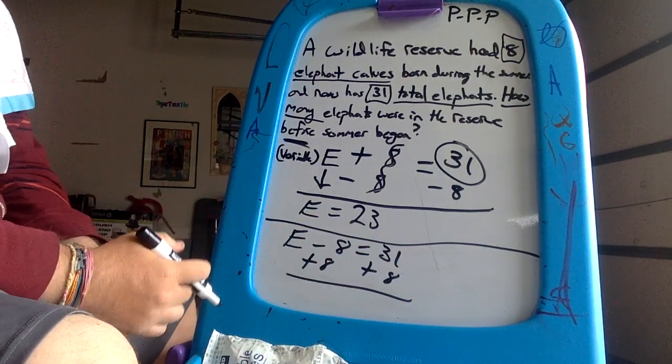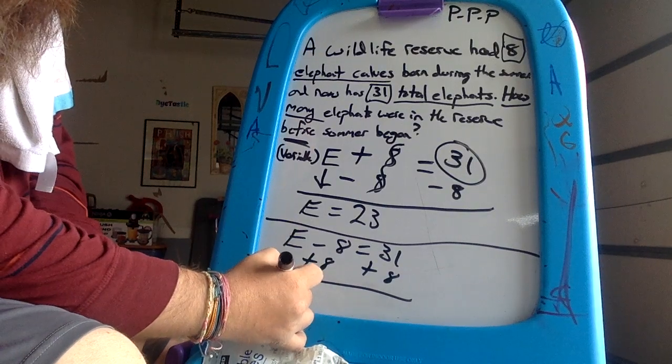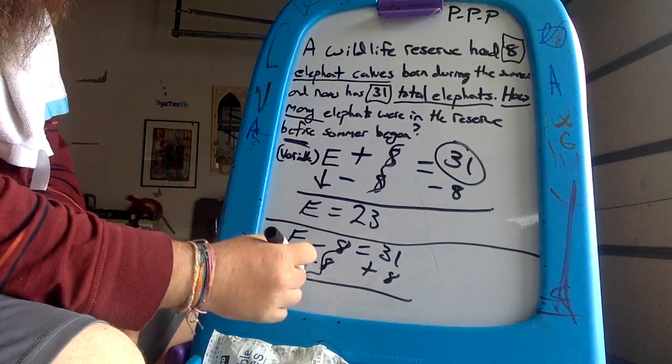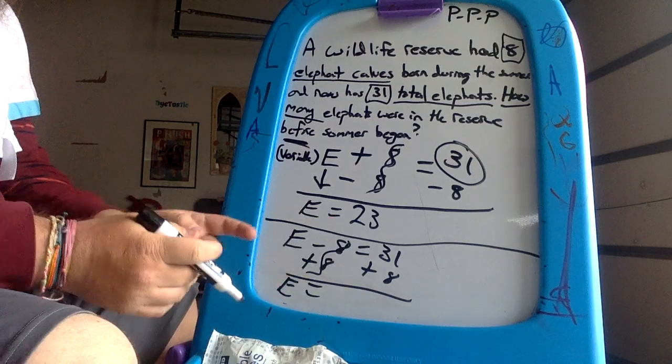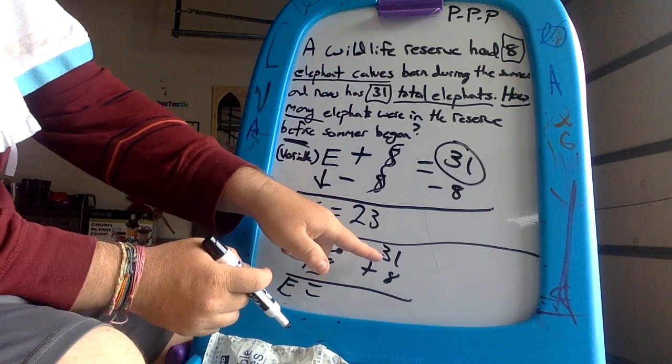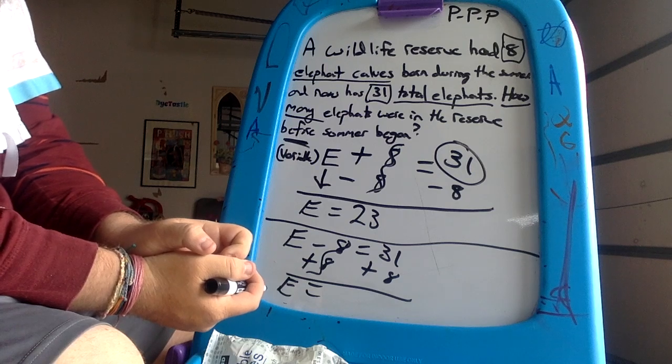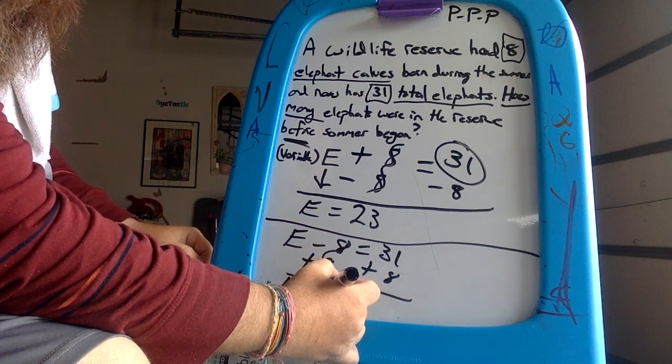So let's think about this now. Same thing. You bring down the E for elephant. The 8's cancel out. Equals. But now we did the opposite. So we did 31 plus 8 is going to be what? 39.